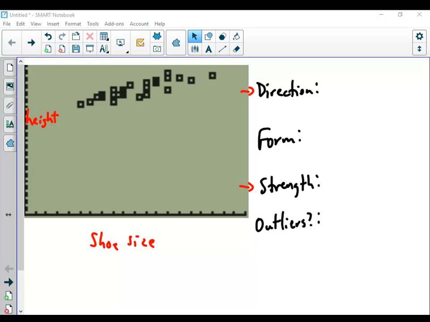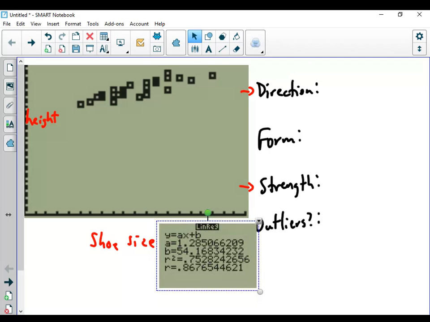And as long as we put it in L1 and L2, it should give me all these values, but the one we're worried about is our R value. So we'll round our R values off to 2 decimal places. So we have 0.867. So I'm going to call the R value here 0.87. Now that was a positive 0.87, so that reinforced that the direction was positive.